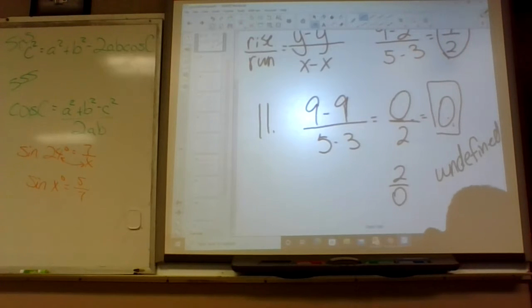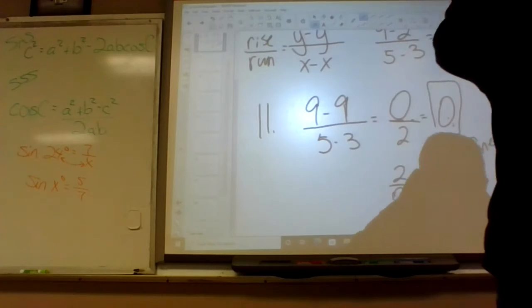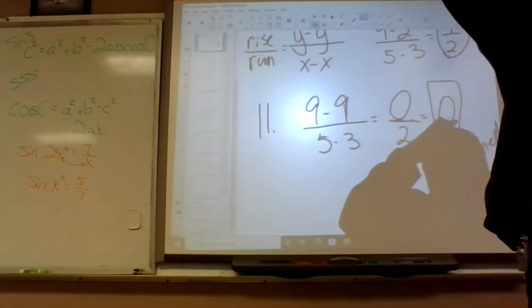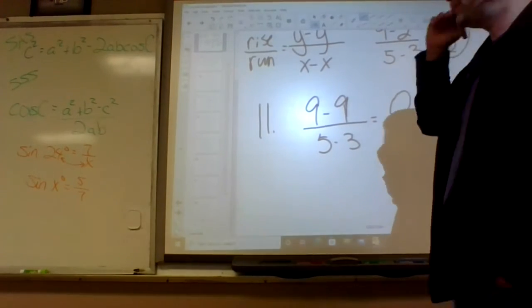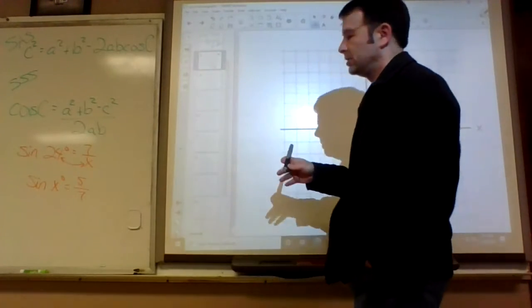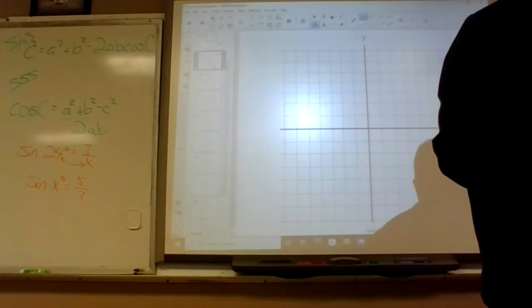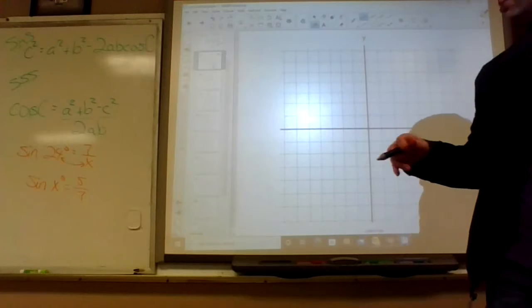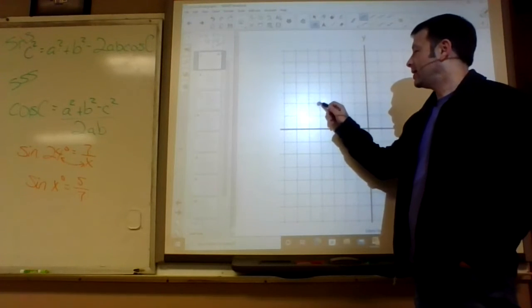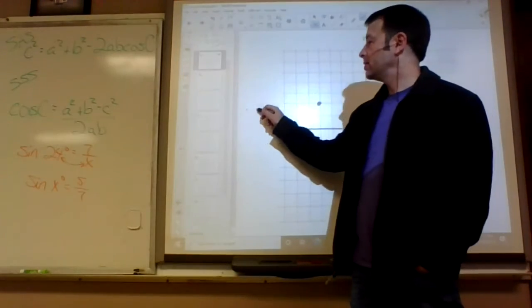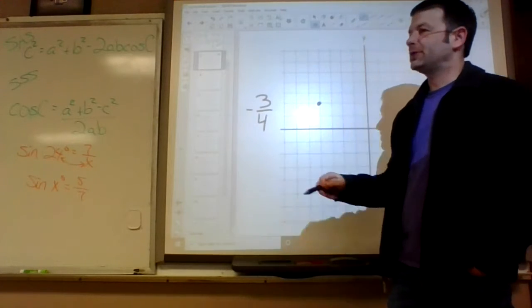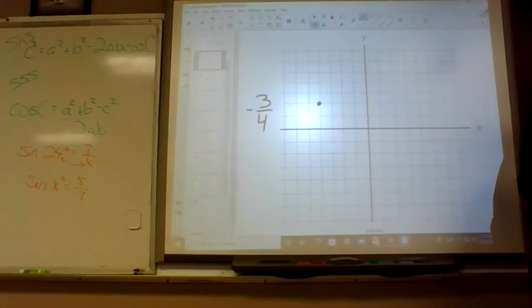Number 13. Graph the line passing through, so back to the graphs again. Graph the line passing through -4, 2 with a slope of -3/4. So put a dot at -4, 2. And then the slope is -3/4. How do I use a slope of -3/4?